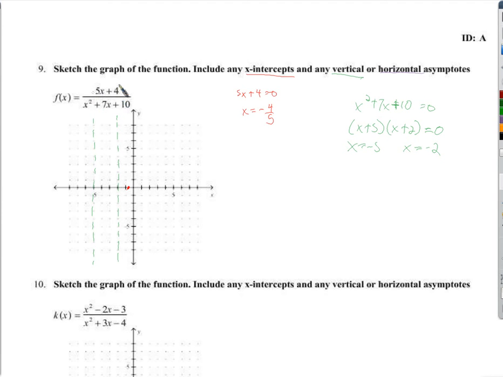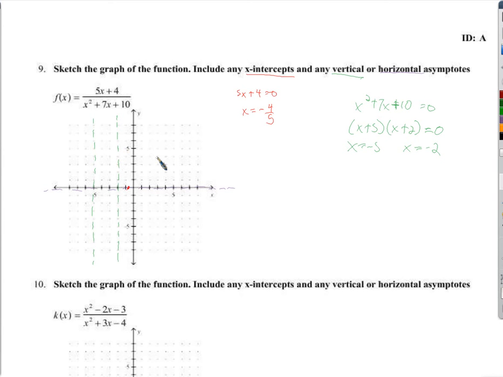So a relatively small number over a relatively large number is going to make a small number. So we're going to draw a horizontal asymptote at 0. Because as x gets larger, the smaller the y value is going to get, the closer it is going to get to 0. That helps us.